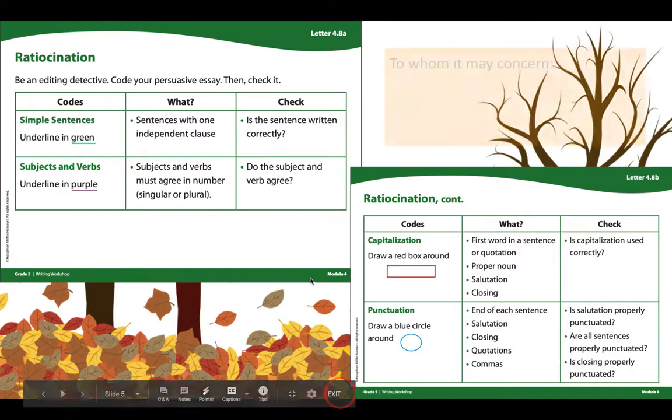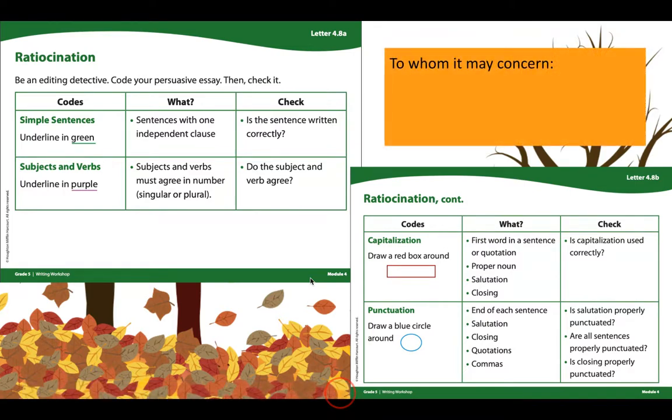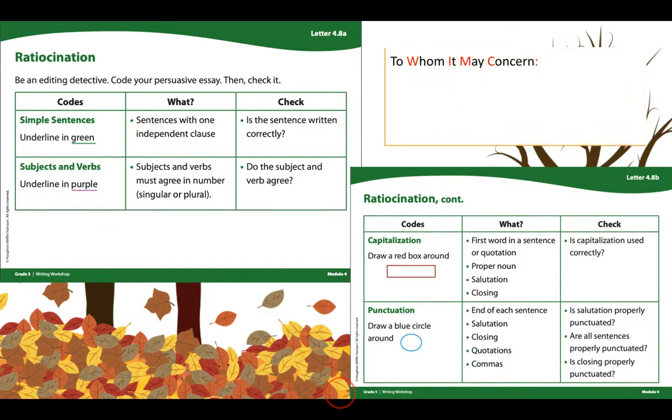Look at this phrase, "to whom it may concern." What can you tell me about the salutation? Think about it. Well, all words should be capitalized. All the words in the salutation should be capitalized. And it needs a colon at the end.